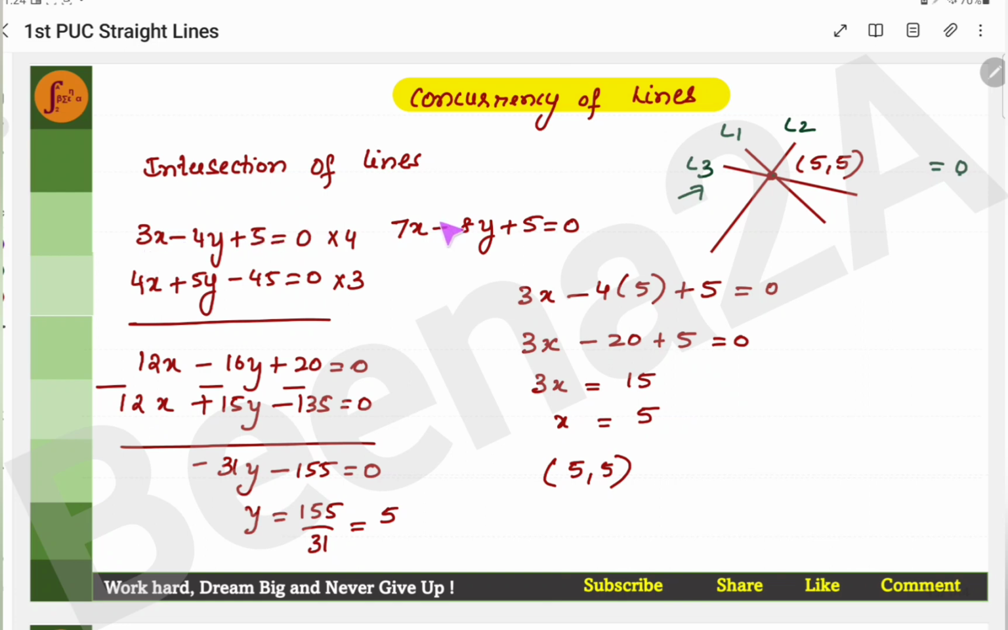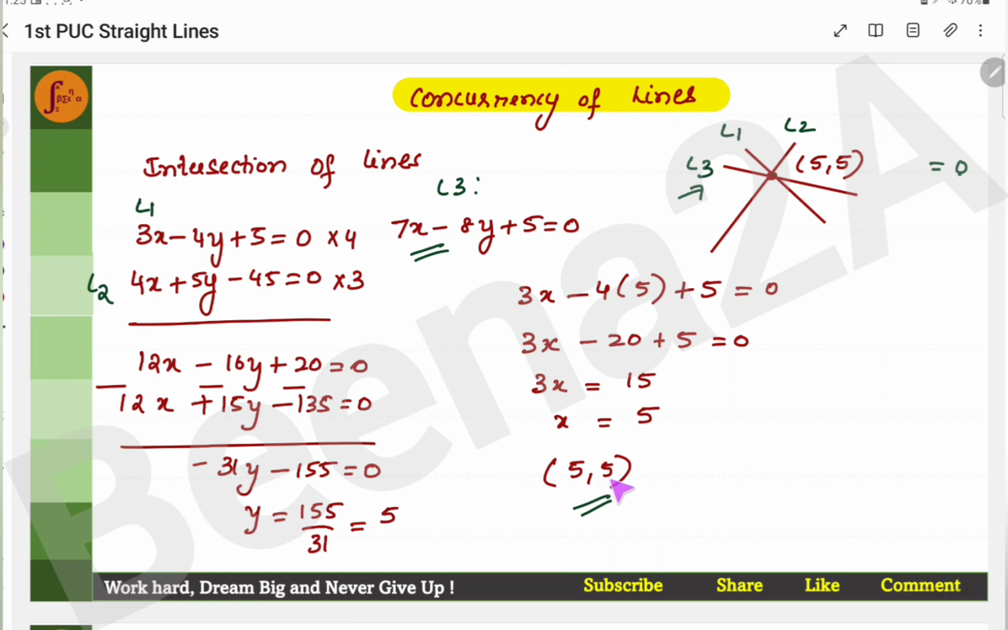Say this is L1 and this is L2. Two equations are there. Now I'll get the intersection point 5 comma 5. Now I have a third line, say L3. Now I have to show that all these three lines are concurrent, right? That means all three lines meet at a single point. That's when we say all the lines are concurrent.